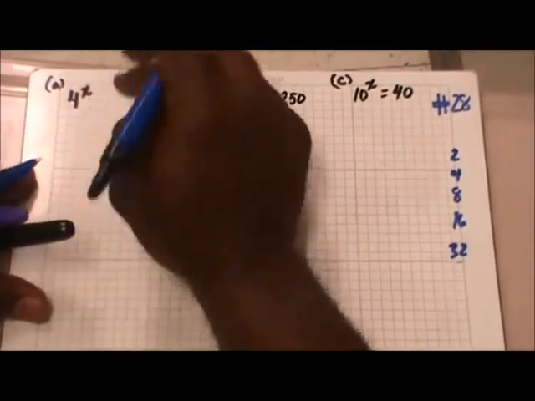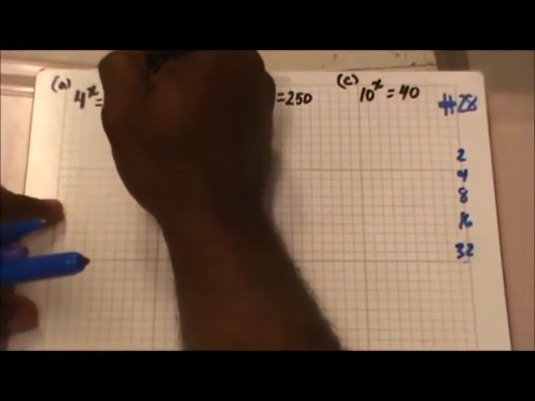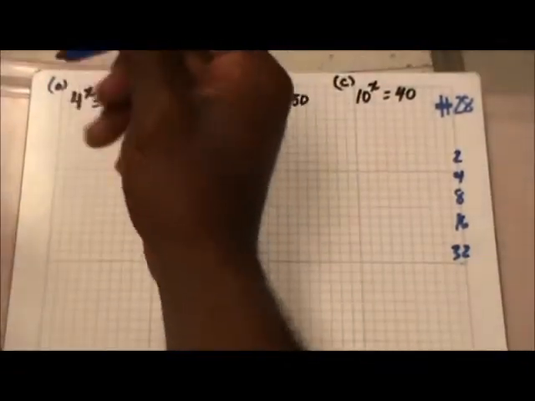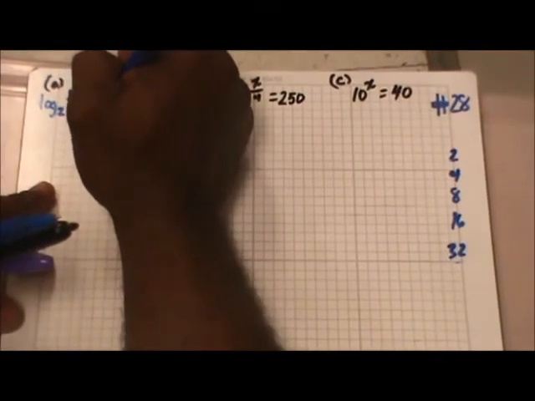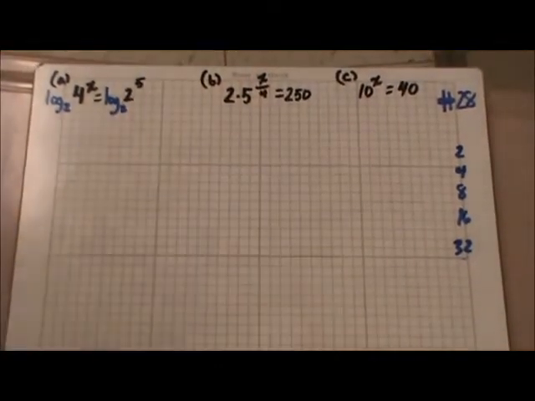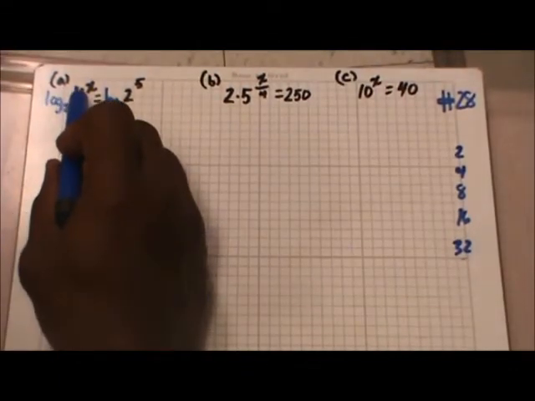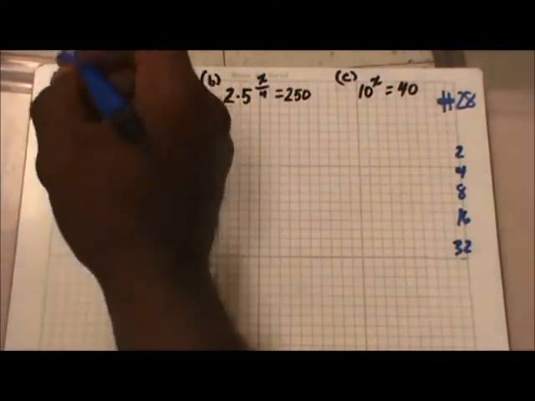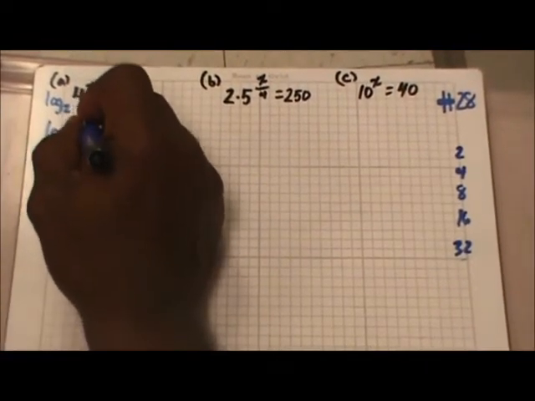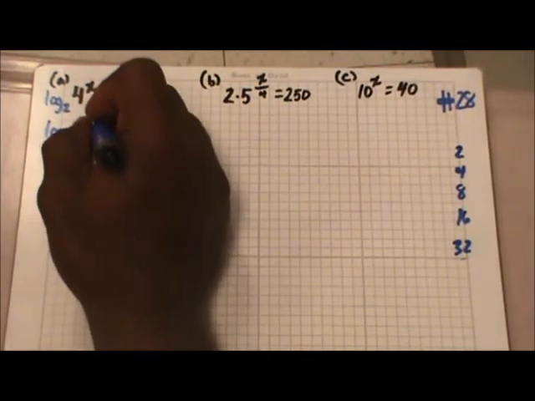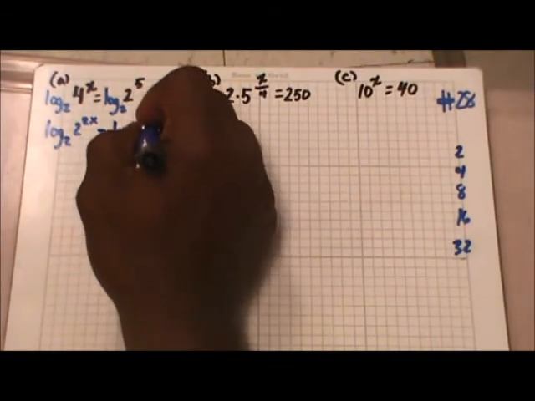Now, when we have base 2 numbers and we're doing this problem, we want to make it a log. We want to log base 2 both sides. If we do that, we're saying log base 2 of, well, we want to change this 4, so we say log base 2 of 2 squared. That's what 4 is, and it had an x there. And that's equal to log base 2 of 2 to the 5th.